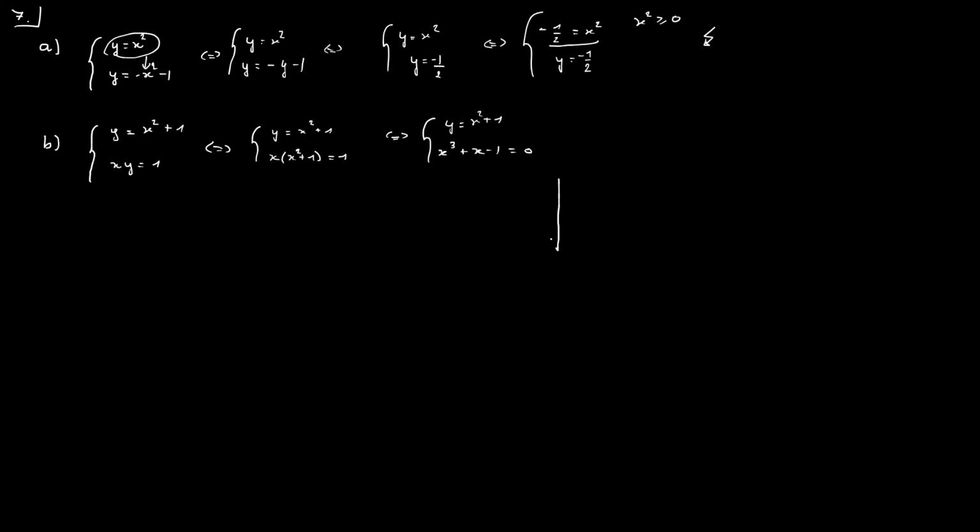For this, we need to call in Horner's method. So we find 1 for x to the power of 3. For x squared, we find 0. For x, we find 1. And then for our constant, we find -1. Okay, a good possible candidate in this case could be 1.